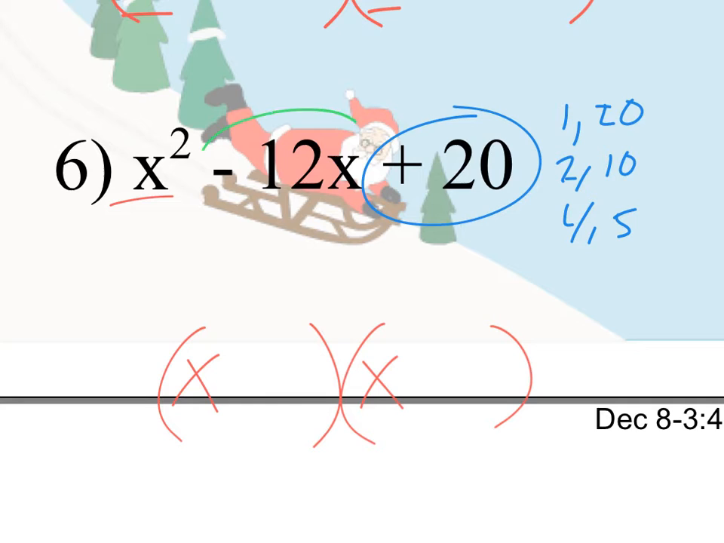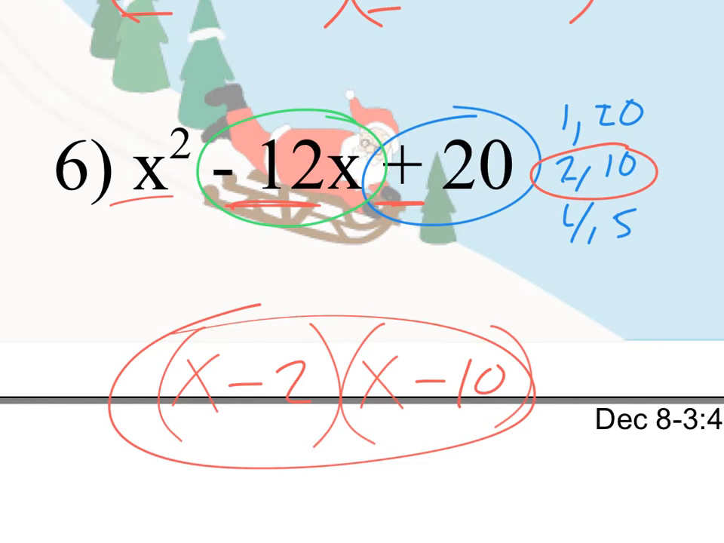I need factors of 20, and they have to get to negative 12 when I combine them. Notice again, it's positive 20, so I need two numbers to multiply together to give me positive 20. That tells me both the signs will be the same. And if they add together to give me negative 12, that tells me they should both be subtraction for this one. So x minus and x minus is what I'm going to get. And if they both have to get to 12, I think 2 and 10 is the combination I need. X minus 2 and x minus 10.